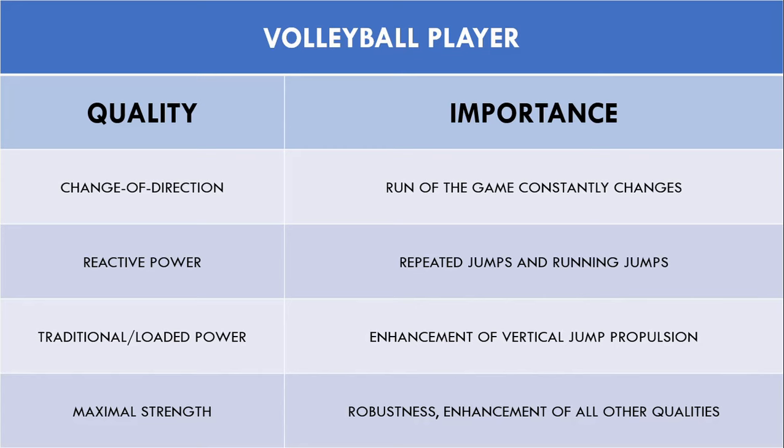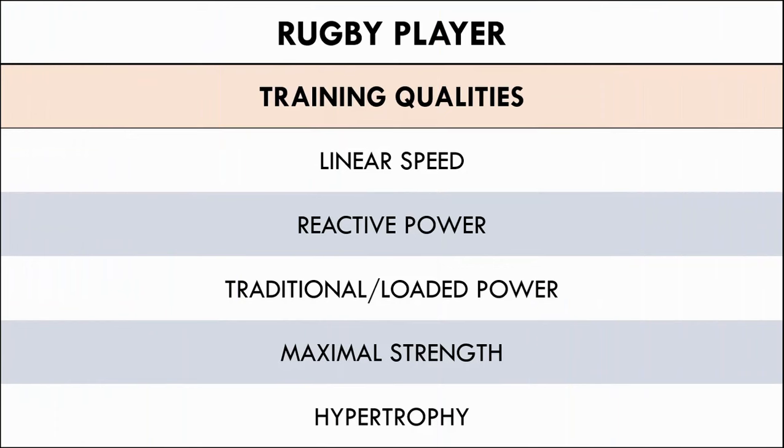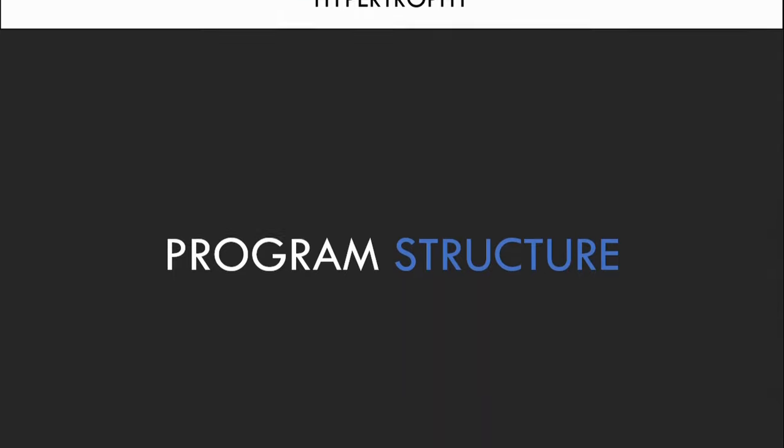Let's use the example of this rugby player that we discussed and write a program for them throughout this video. So for the rugby athlete, although every quality is important for their training, change of direction and endurance training will be performed frequently enough during sport practice that it doesn't need to be specifically trained during strength and conditioning sessions. Therefore, for this example, we are only going to include linear speed, reactive power, traditional loaded power, maximum strength, and hypertrophy training.